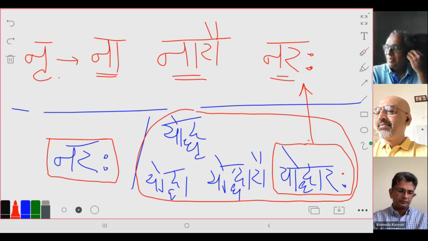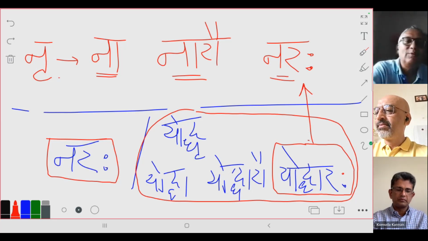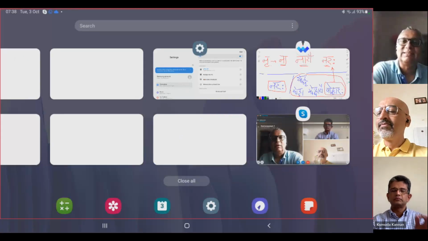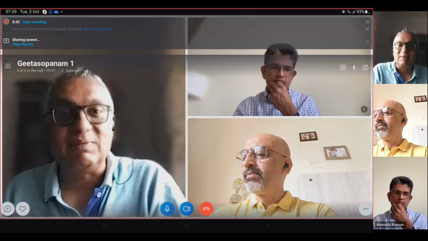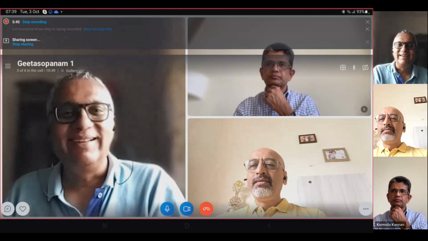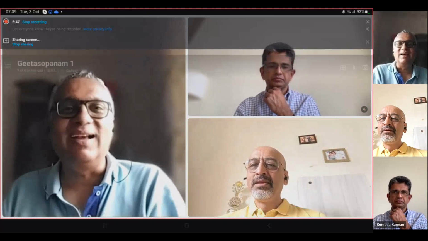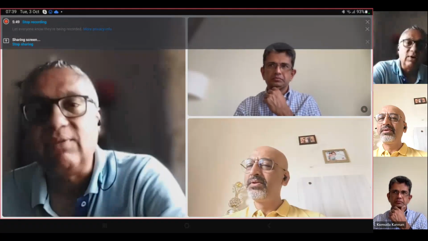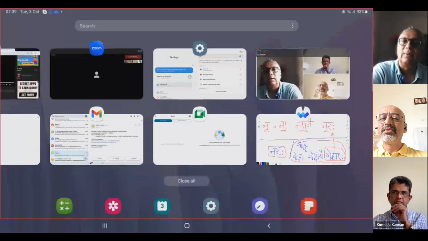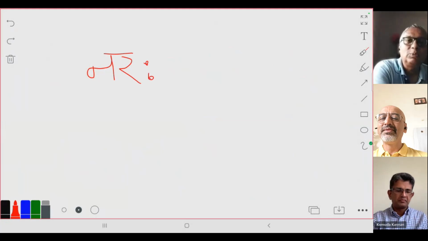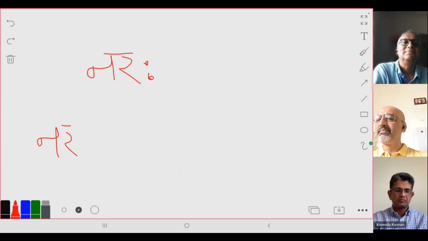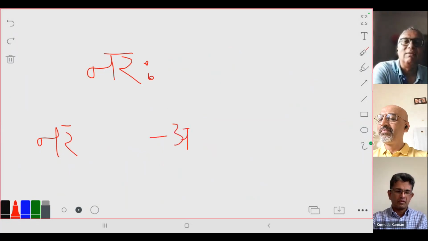Correct? So we have to look for patterns. But at the same time, we must also see these patterns as well. So Naraha looks like this, but of course, there is a word called Naraha also. Now there's one more twist. There is a word called Naraha whose Pratipadikam is Nara, which is an Akaranta Pullinga word.